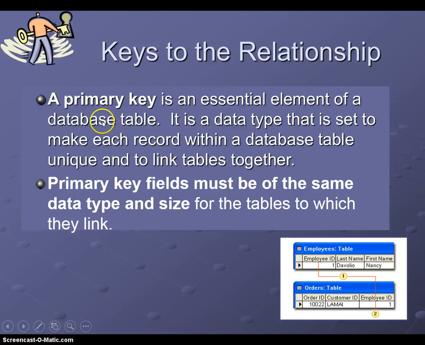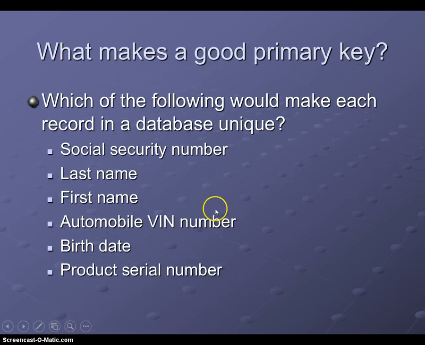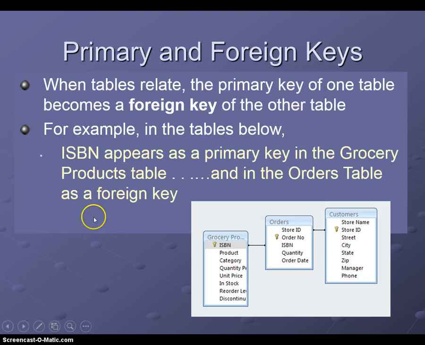Some keys to the relationship: one, again, you have to have a primary key. And a primary key, again, will be some sort of a unique identifying number. It has to go with another data type in another table, and they must have the same data type. Not necessarily the same name, but they must be the same kind of data type. So one of the questions you're going to answer: which of the following would make a record in a database unique? Well, I'm going to let you put the answer on the sheet. But which one of these are identifying numbers? Alright, primary and foreign keys.